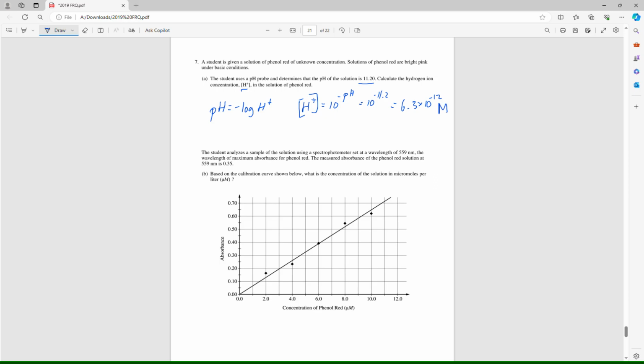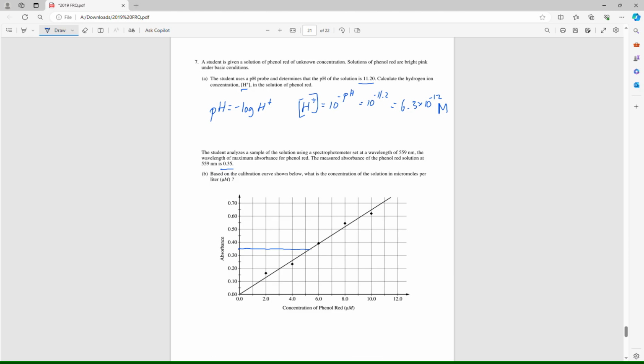All right, based on the calibration curve shown below, what is the concentration of the solution in micromolar? So the student analyzes a sample at 559 nanometers, which is the maximum absorbance for phenol red, and they measured that the absorbance was 0.35. So let's go onto our graph. 0.35 is right here.